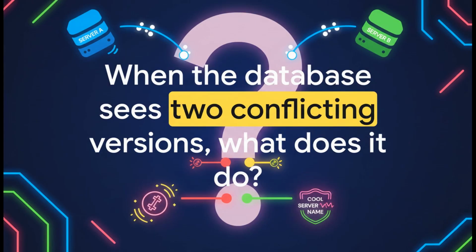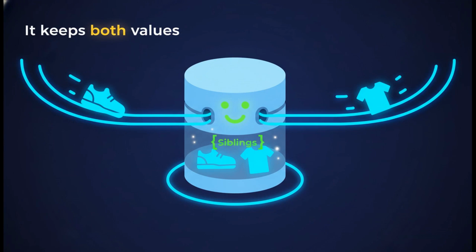So let's just restate that really critical question. When the database gets two different updates with conflicting vector clocks, what does it do? Does it flip a coin? Does it just pick one at random? No. It does the only safe, the only correct thing possible. It keeps both of them. It doesn't throw anything away. It acknowledges that there's a conflict, and it saves both versions of the data. They are now officially known as siblings. They are two equally valid, concurrent states that just need to be reconciled.